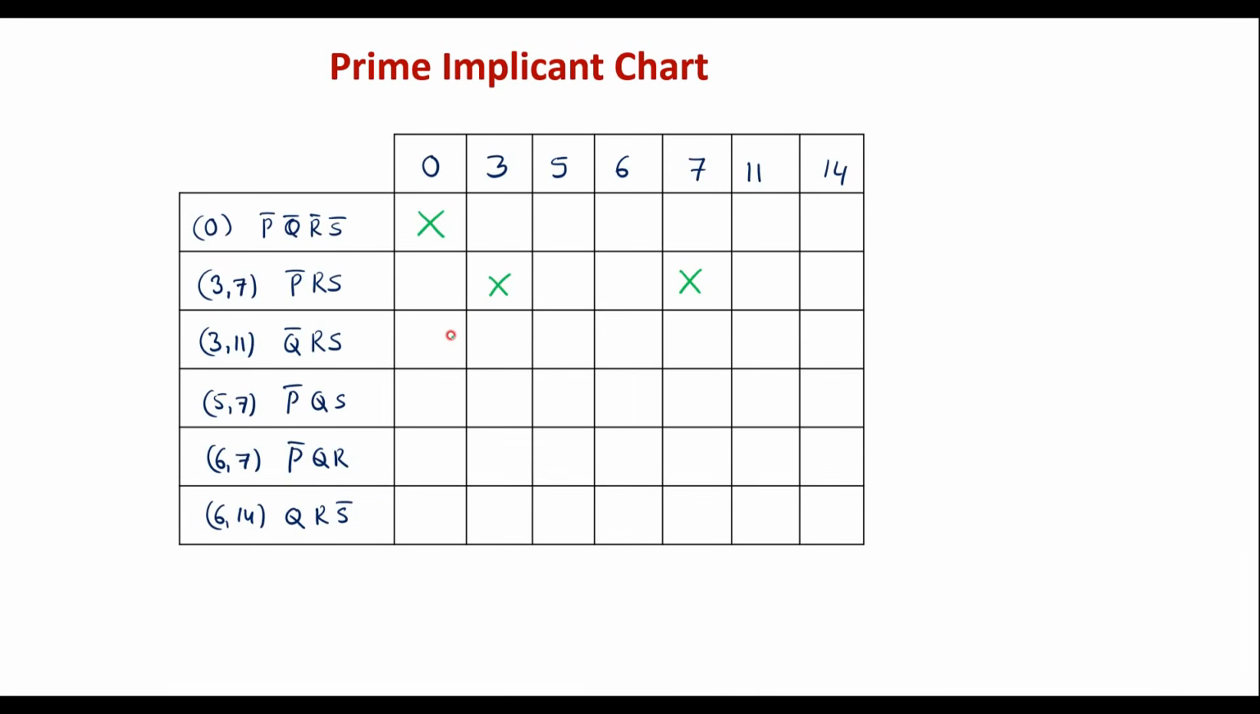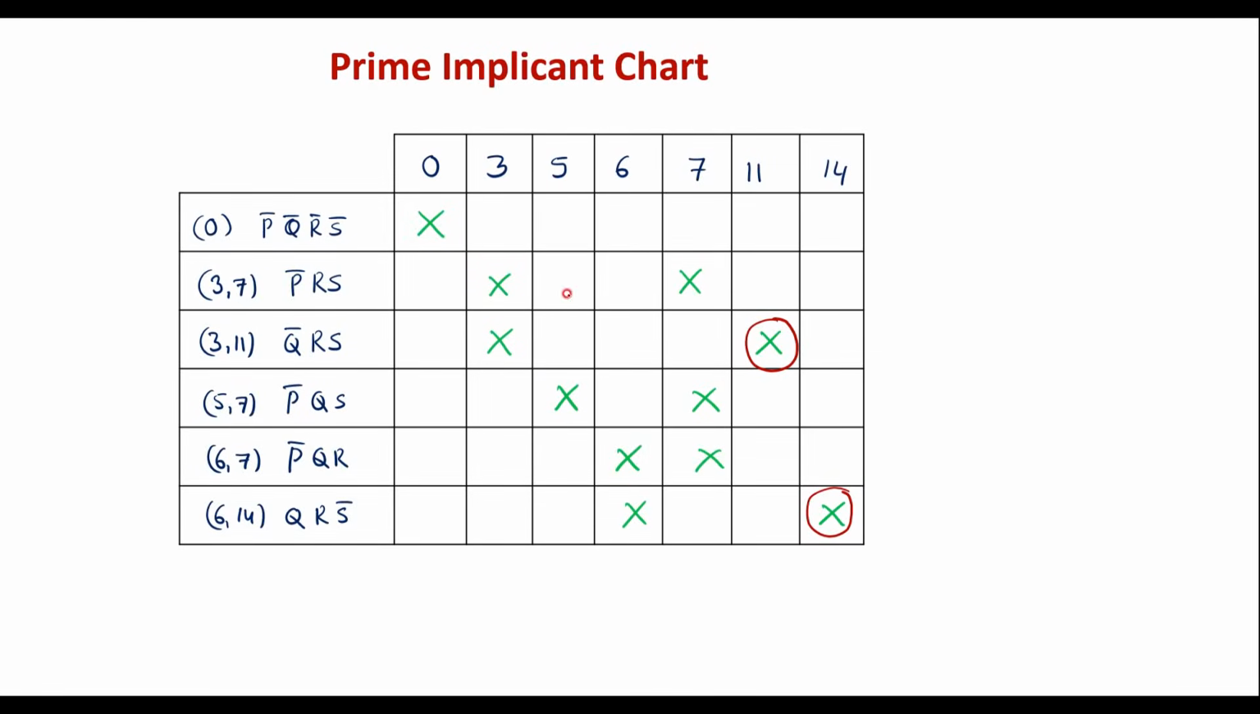Next we have 3 11, again there is the 3, and here we have 11. Next we have 5 7, that is 5 and 7. Next 6 7, that is 6 and 7. Next 6 14, that is 6 and 14. Next in the Quine McClusky method, we observe the columns having a single cross mark. Here we have one cross mark, put a circle like this. In this column there is only one cross mark, put a circle for this.